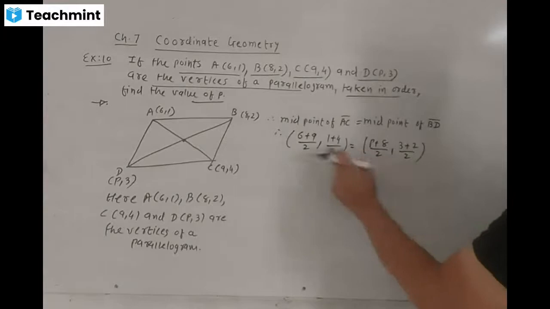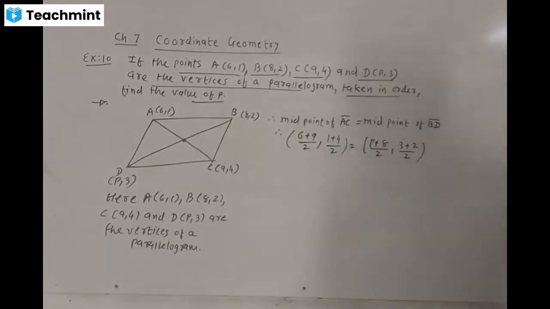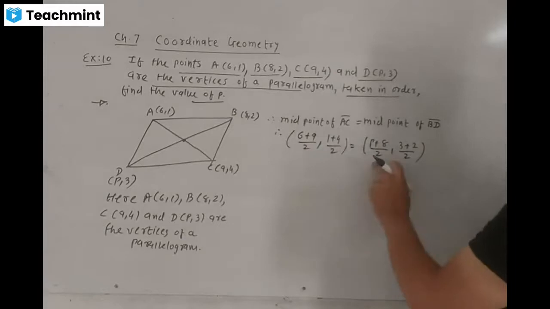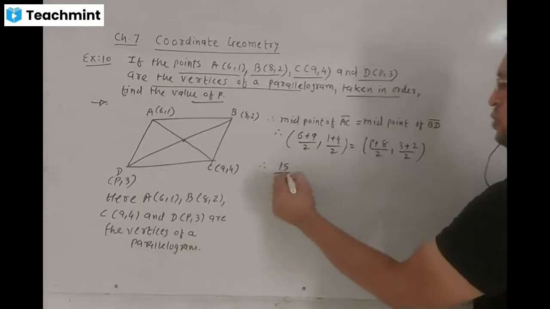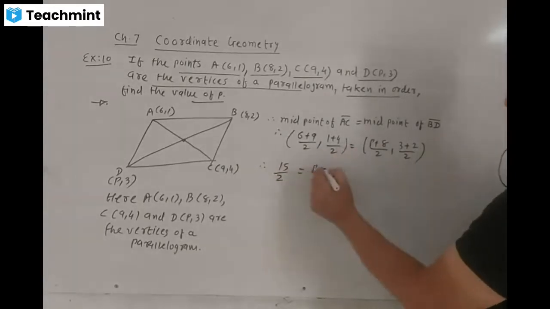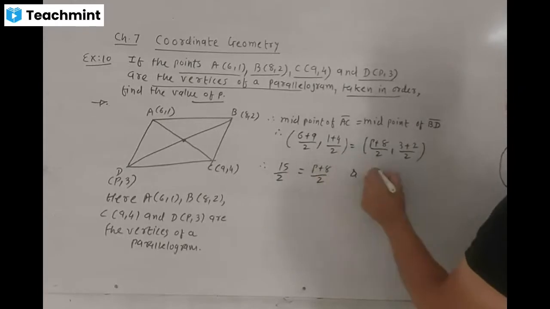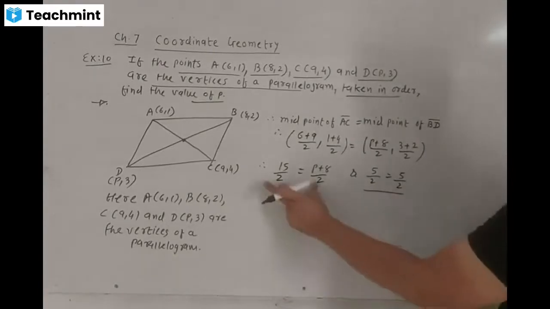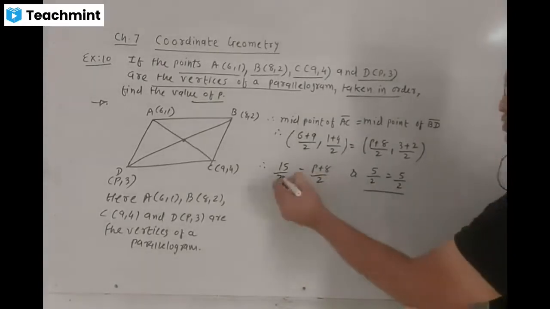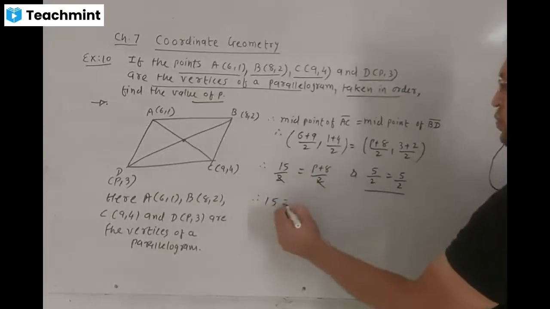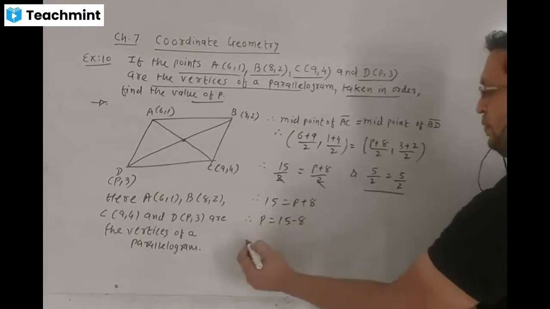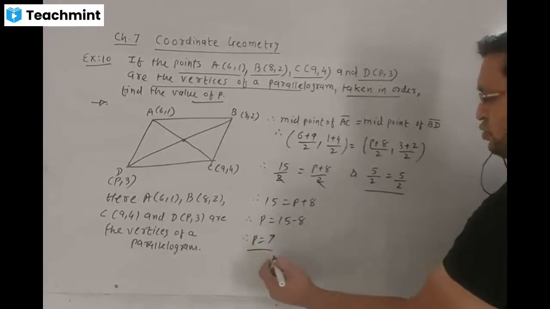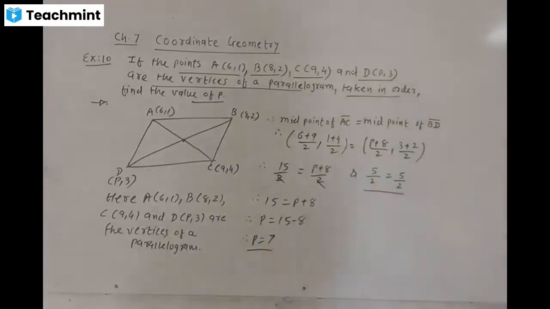Here we compare the x coordinate with the x coordinate, and the y coordinate with the y coordinate. Since p lies in the x coordinate, we compare x with x. (6 plus 9) by 2, that is 15 by 2, is equal to (p plus 8) by 2. And (1 plus 4) by 2, 5 by 2, is equal to 5 by 2, both are the same. Then find the value of p. Both denominators are the same, so it cancels out. Therefore 15 is equal to p plus 8, so p is equal to 15 minus 8. Therefore p is equal to 7.